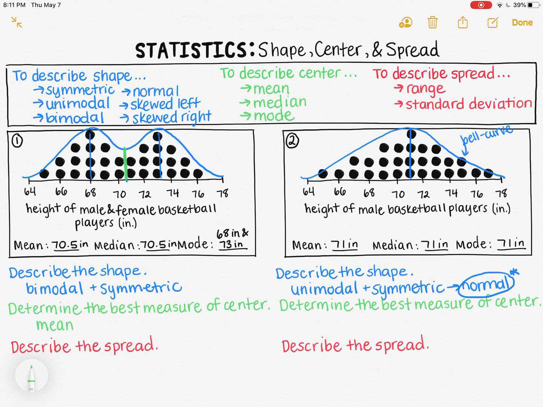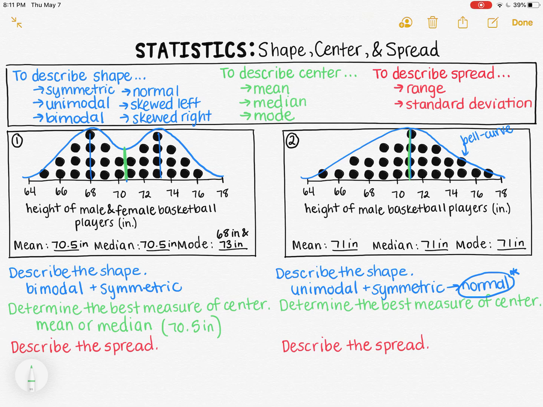The mean and the median, which are the same, both are exactly in the center, so those would be the best measures of center. The mean or the median, they're both 70.5. So sometimes there is more than one measure of center that is good to describe the data, but we know we can't use the mode in this situation.